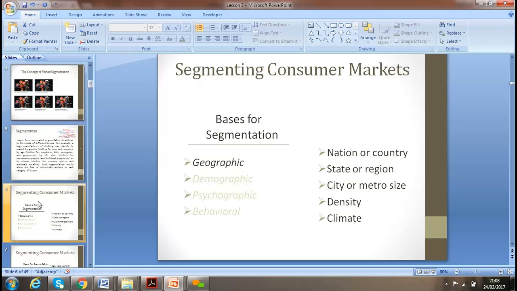Looking at geographic segmentation. Holiday Inn hotels segment according to the nation, the country, the state, the region, the city, the size, density, population, or climate. A hotel in London might be slightly different. It could have a small room because of, of course, parking spaces and all sorts of things. So they segment according to the location.